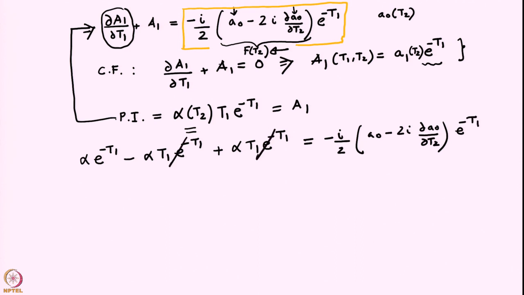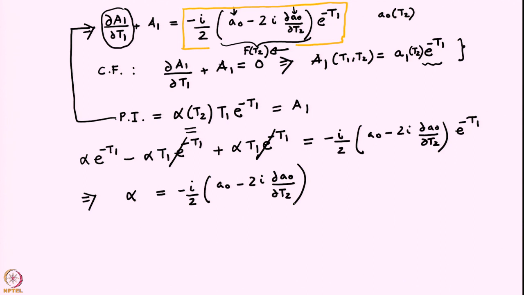This term and this term cancel each other. And this tells me that alpha is just minus I by 2 E0 minus twice I del A naught by del T2. It may appear a little bit tedious, it may appear more complicated than what we had done in the Lindstedt-Poincare method, but this is a much more powerful technique, okay, and we will see use of it when we do interfacial waves.